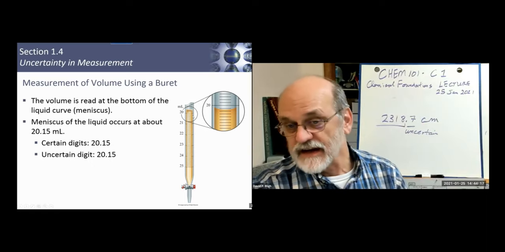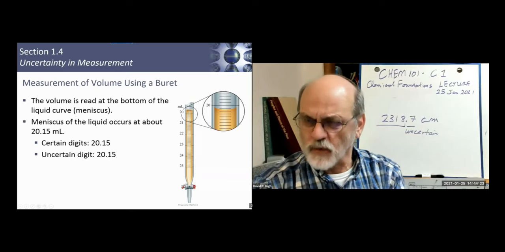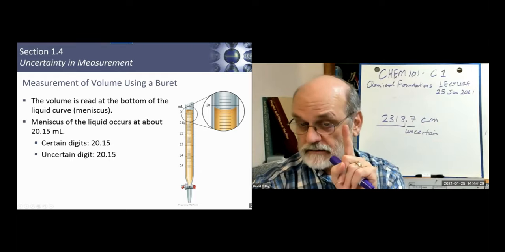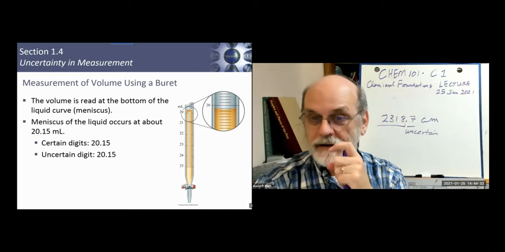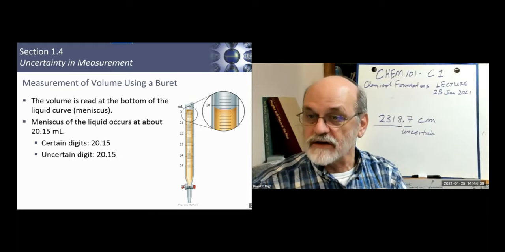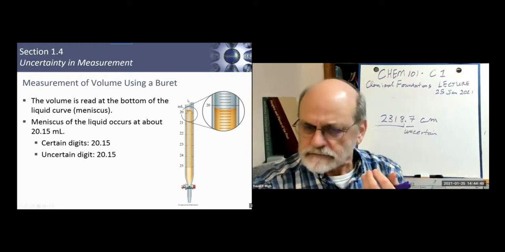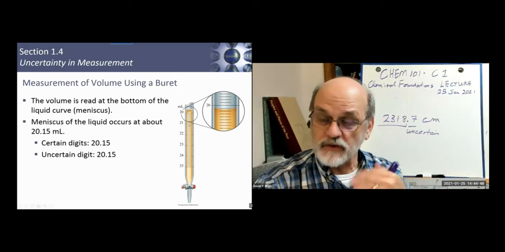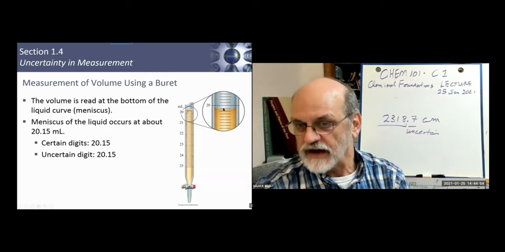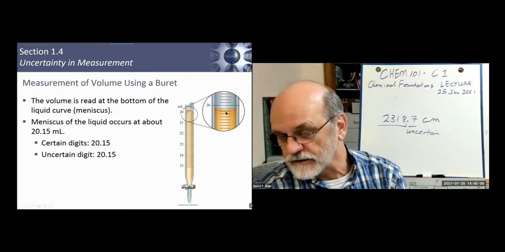In this case, between 20 and 21 are 10 subdivisions. So what does that mean each one is worth? From 20 to 21 is 1 milliliter, and milli means a thousandth of. So the unit of measure here is a thousandth of a liter, which is a derived unit of volume. Then if you've got 10 divisions between 20 and 21, each one is worth a tenth of the whole. So this first line would be 20.1, and the second would be 20.2.